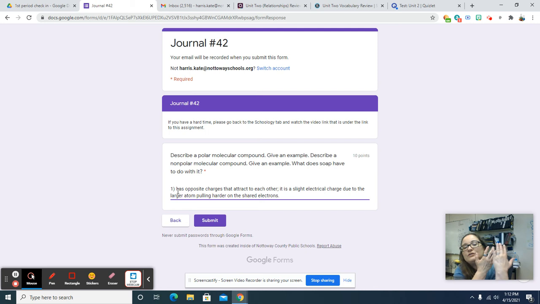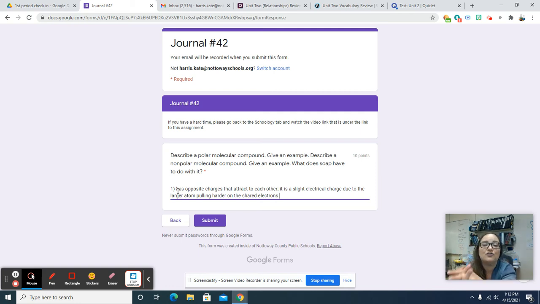So it pulls those shared electrons closer and therefore becomes negatively charged, only slightly, but negatively charged. And then the atom that lost the electron, well, didn't lose it, but it's not pulling as hard on the shared electrons. It has a slight positive charge. So this is why water is sticky, because hydrogens have a slight positive charge and the oxygen has a slight negative charge from those shared electrons.